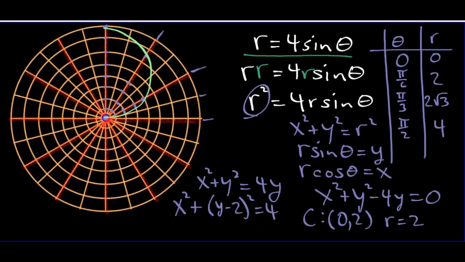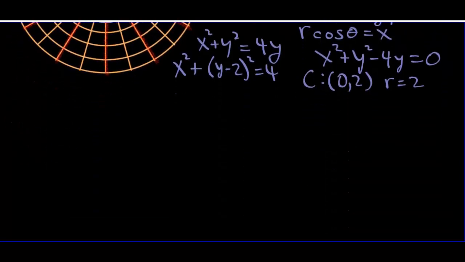Okay, now what I want to do though is talk about finding the derivative of this thing, r equals 4 sine theta. And in particular, I want to find dy/dx. Now you notice this r and theta, there's no y or x there, but I want to find dy/dx. Now let's see how we could go about doing that.